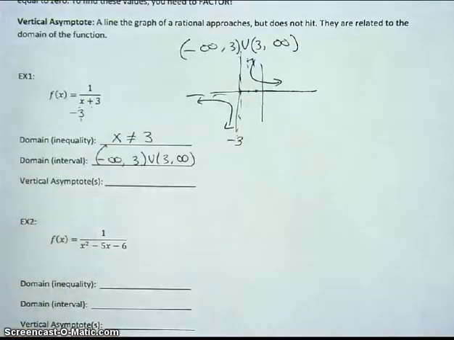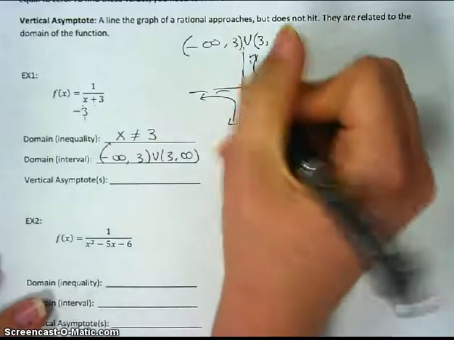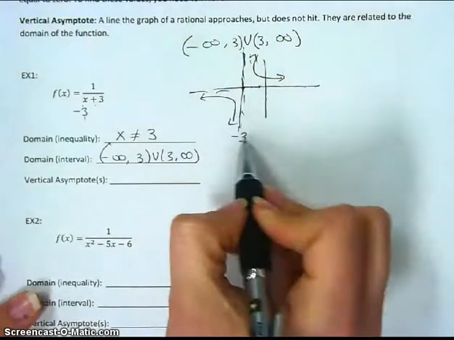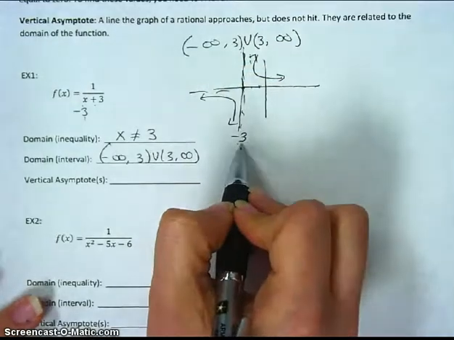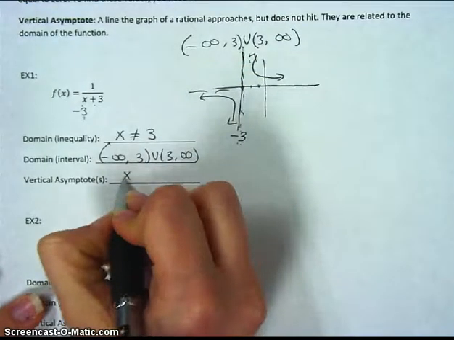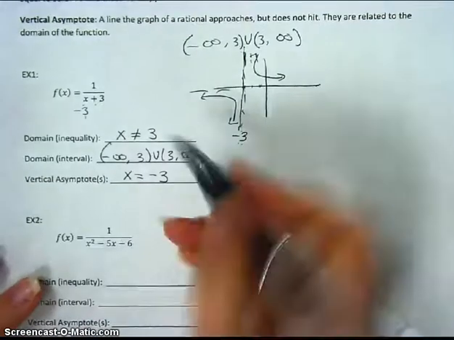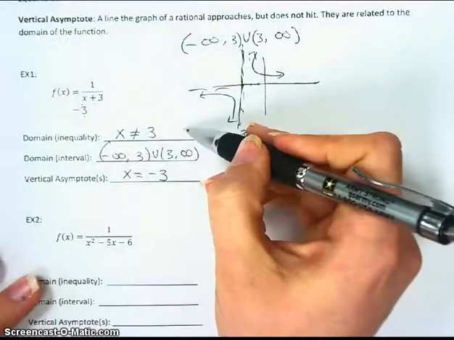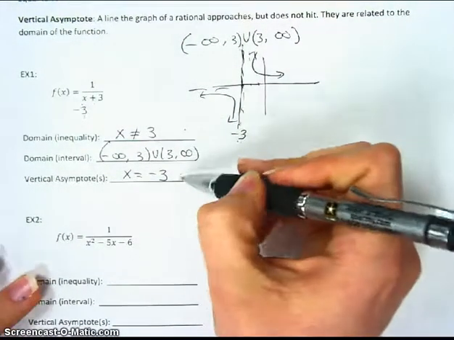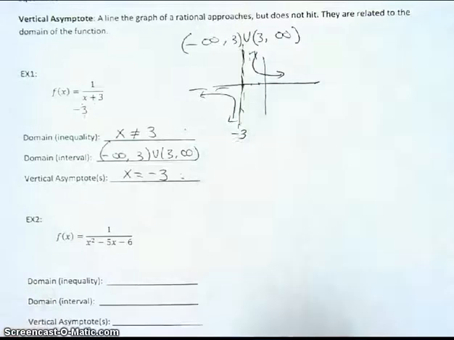Okay, we're going to have to write them in both notations, both forms, for a while now. Our vertical asymptote, which we looked at in our graph, occurs here at x equals negative 3. It's a vertical line, so it's x equals negative 3. So if you notice the relationship, our domain is where x is not equal to negative 3. Our vertical asymptote is at x equals negative 3.